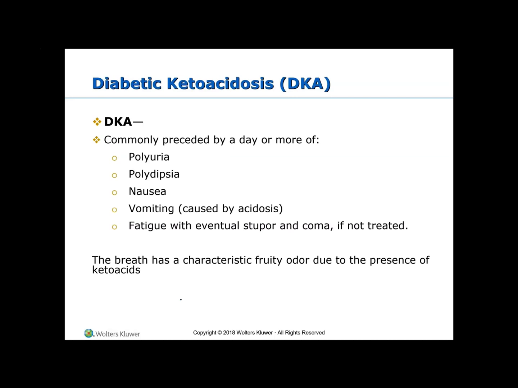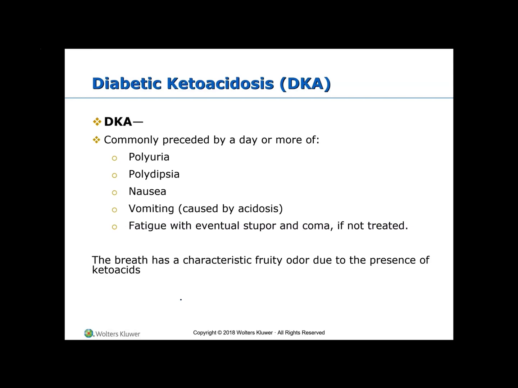It's commonly preceded by a day or more of polyuria, polydipsia, nausea, and vomiting. These are some of the signs we talk about with DKA, the metabolic acidosis. You have the vomiting, fatigue, and eventual stupor and coma if not treated.